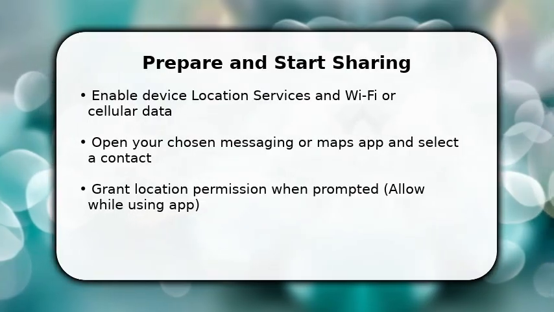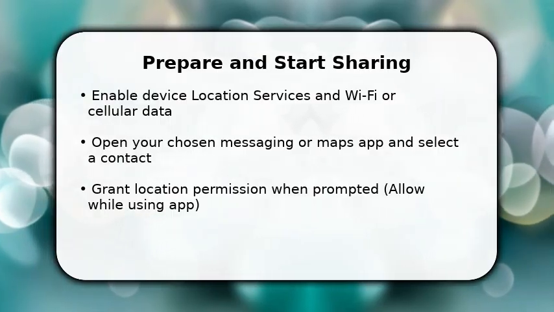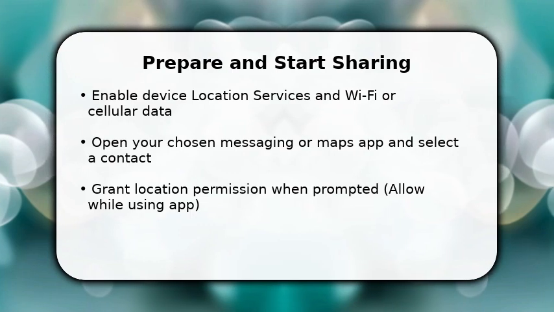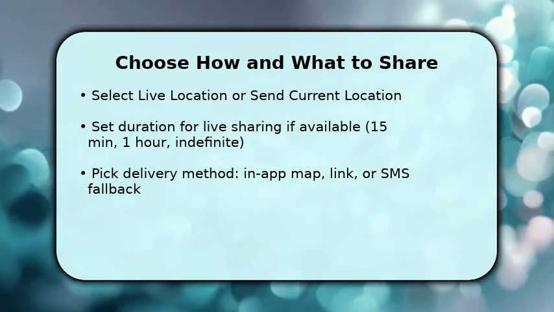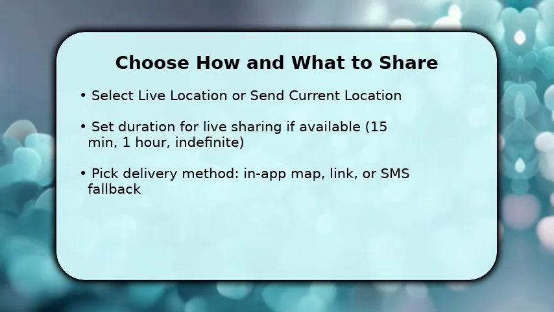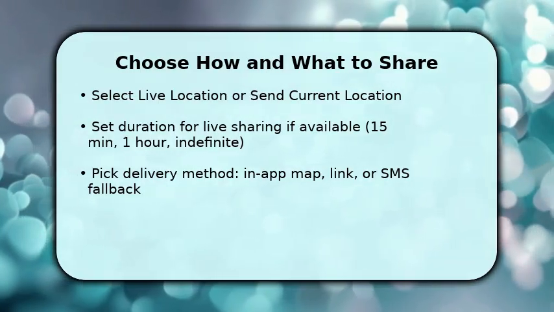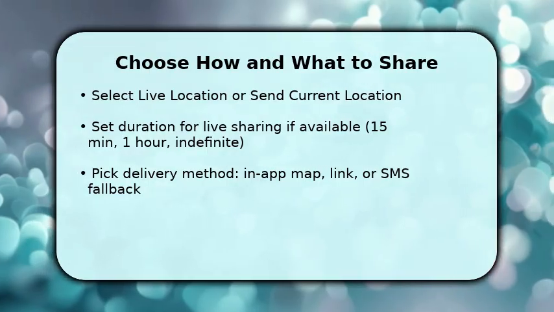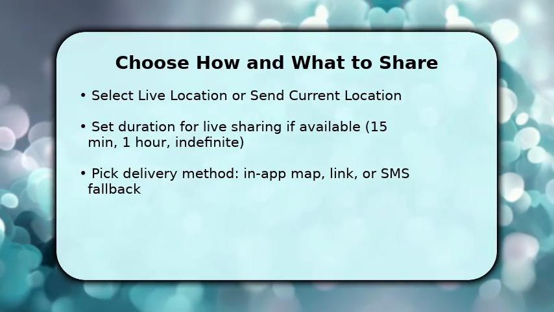Once done, tap the contact's name and look for the location or share location action to begin the actual sharing flow. Now choose whether to send your current static location or enable live location for continuous updates. If live sharing is offered, set a duration, 15 minutes, 1 hour or more, so you control how long people track you. Then pick how to deliver it: in an app map preview, a shareable link, or an SMS fallback for contacts without the app.